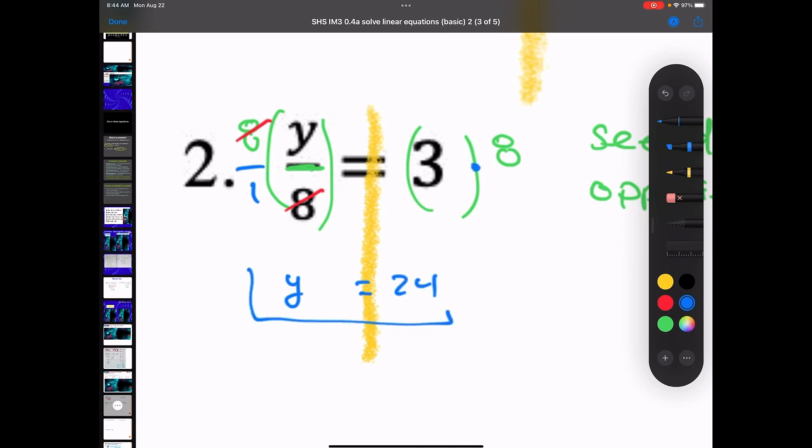24. Because if you put 24 into y, to check your answer, that's what an equation is. 24 divided by 8 is 3. So you can always check your answer. What can you do? Check your answer, yeah. Let's go on to question number 3.